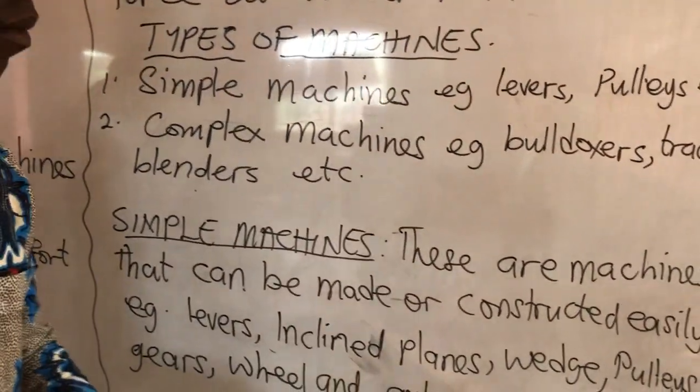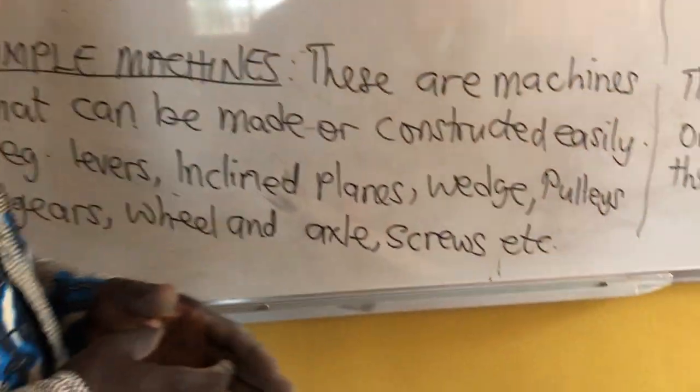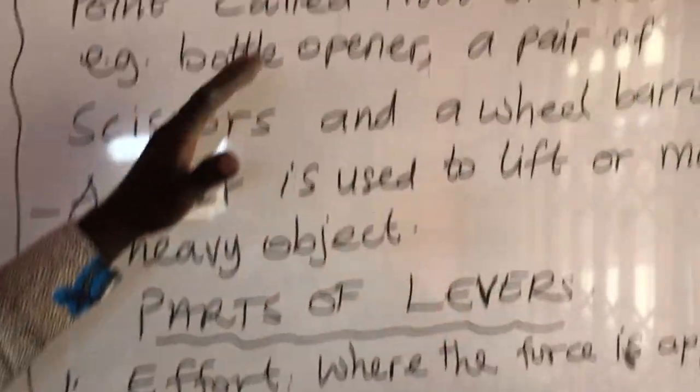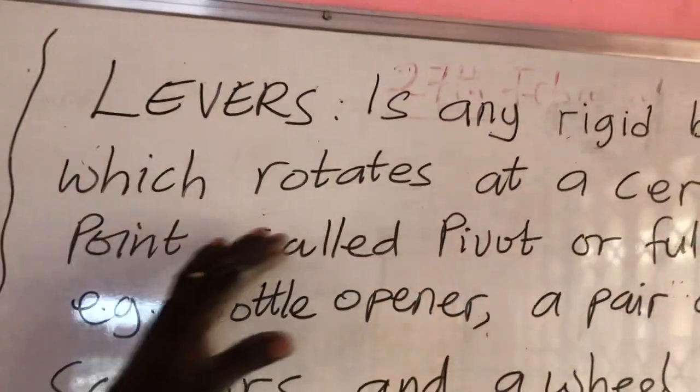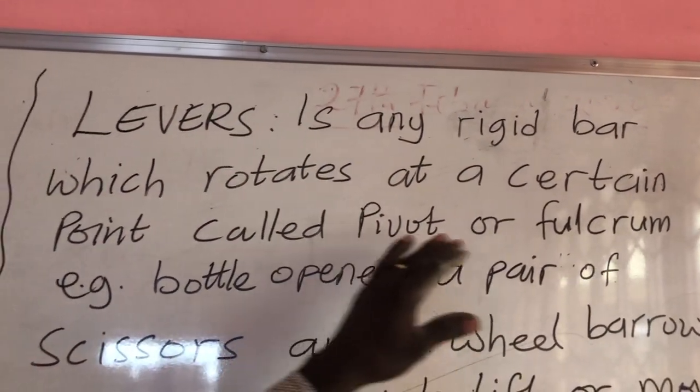Okay, now let's look at levers. What is a lever? A lever is any rigid bar which rotates at a certain point, called the pivot or the fulcrum.